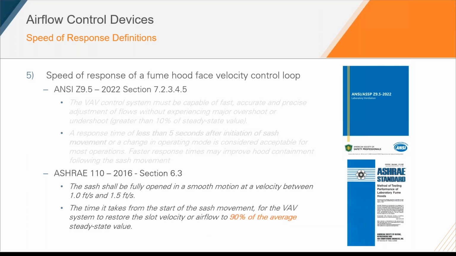ASHRAE 110 additionally will also dictate the speed of the sash movement. In this case, ASHRAE 110 says that when you're performing these tests, the sash shall be moved in a smooth motion at a speed between 1 to 1.5 feet per second. Additionally, it also states that we're typically looking to maintain a steady state value of 90% of the average.